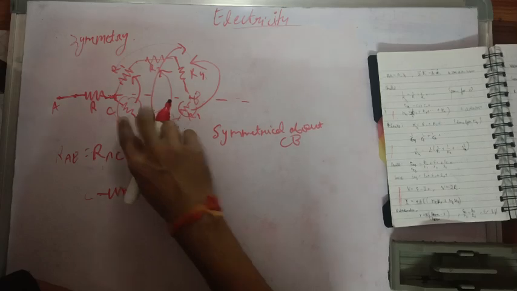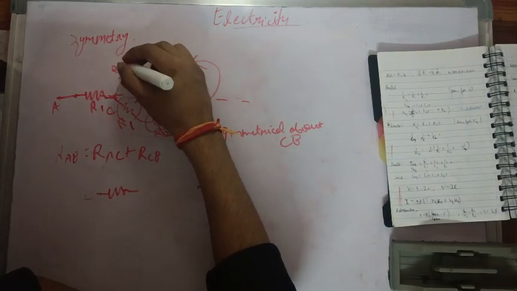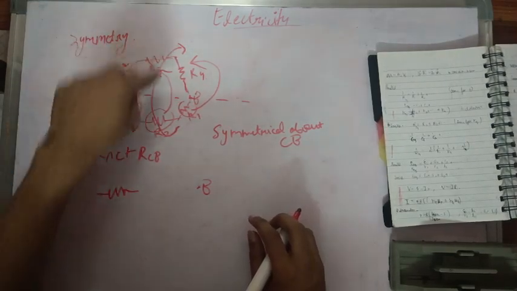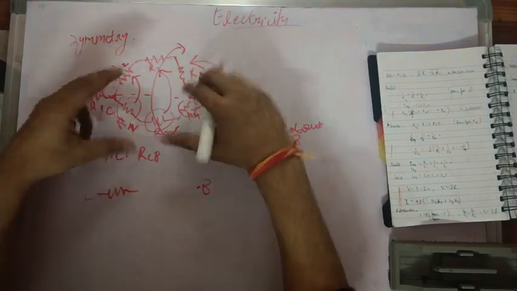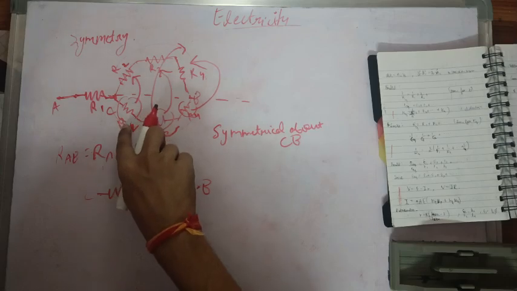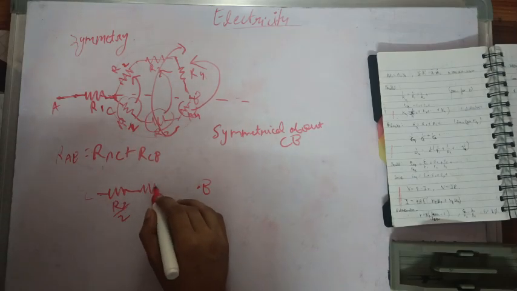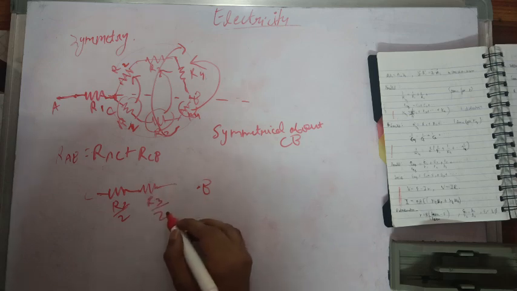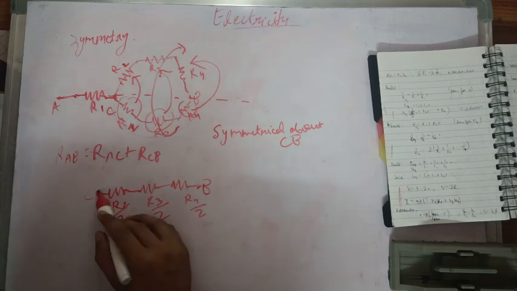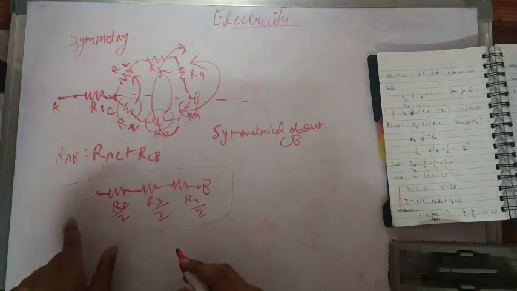This is R1, this is R1, this is R2, this is also R2. So this is symmetrical now: R2, R2, R3, R3, R4, R4. These are symmetrical about this axis, so I can flip them and merge. R2, R2 when added in parallel will give R2 by 2, and this will give R3 by 2, and this will give R4 by 2. So this circuit can simply be converted to this, and now it can be added like this.